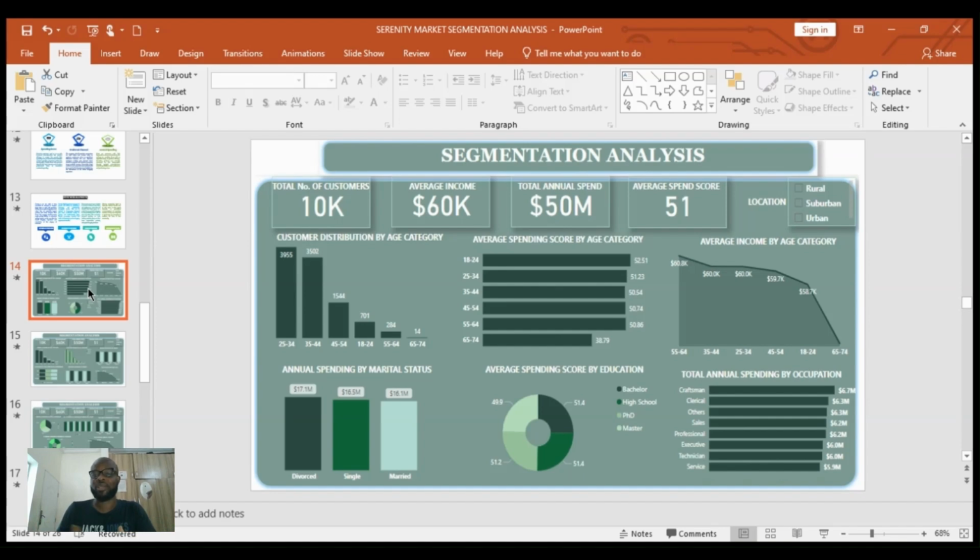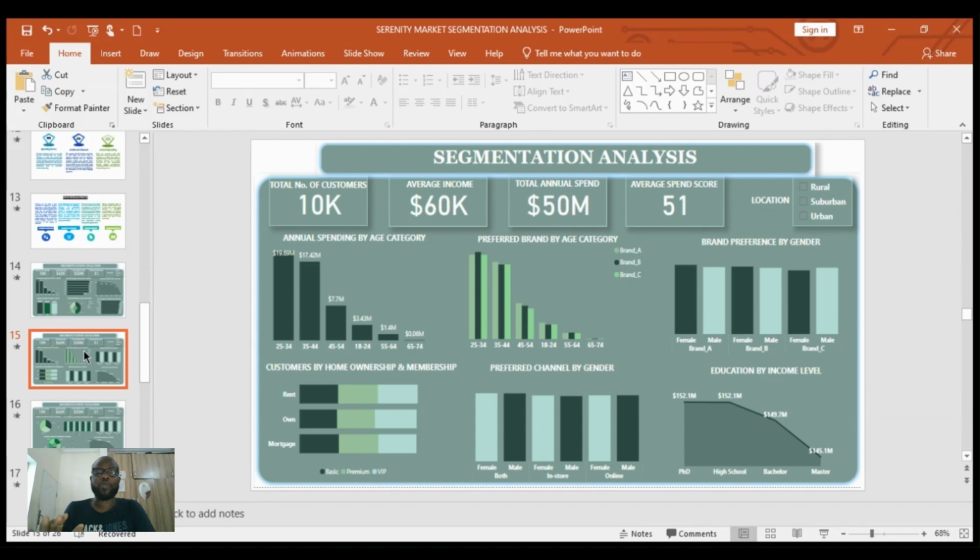especially the craftsmen, they spend more annually compared to servicemen that spend less. So it's also important to know what kind of item, for instance, the craftsmen are spending their money on. Are they craft items or general items, so that the company can effectively tailor its advertisement and marketing efforts in that direction. And then we also looked at annual spending by age category.